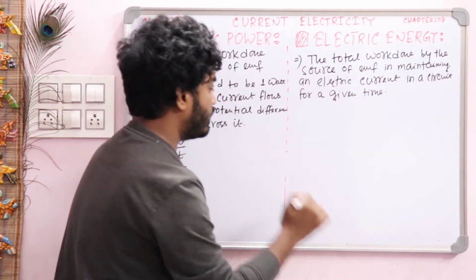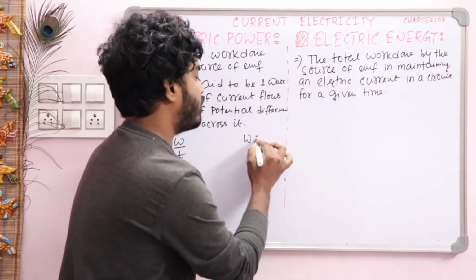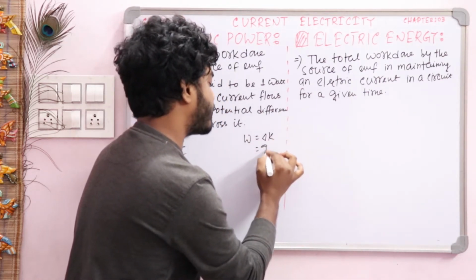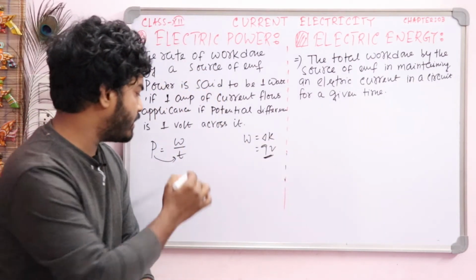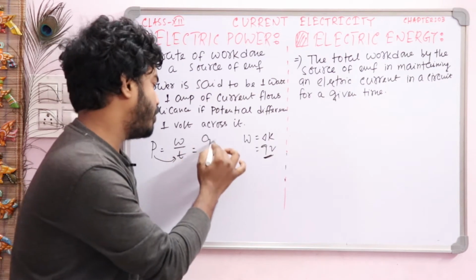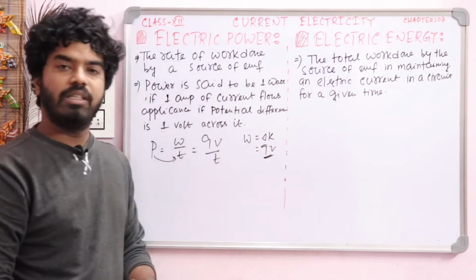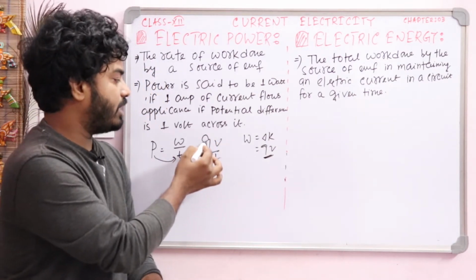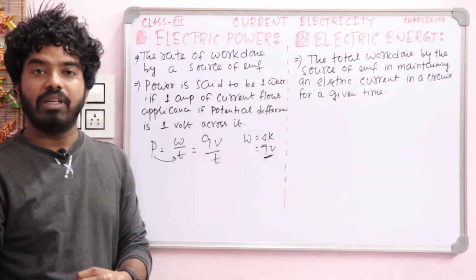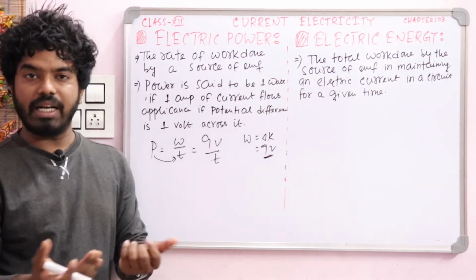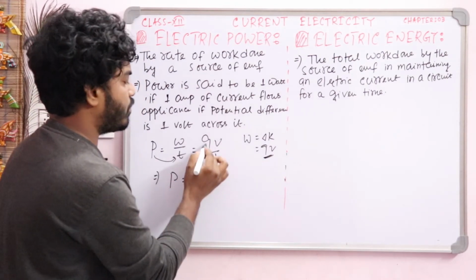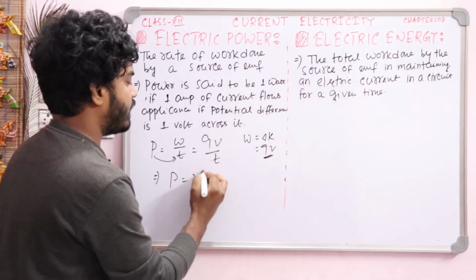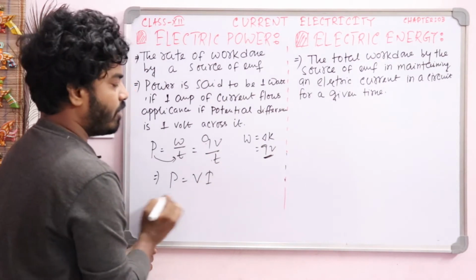W is equal to the change in kinetic energy, and you know this expression, Q into V. So write it down, P equals Q into V divided by T. Now Q divided by T, charge divided by time, the rate of flow of charge, is known as current. So you can write power P equals Q by T, which is I, times V. So P is equal to VI.